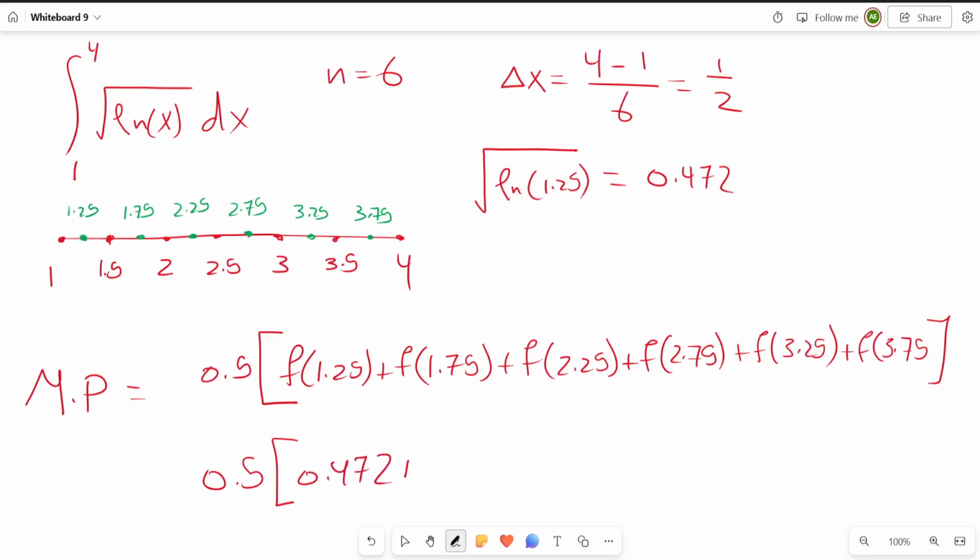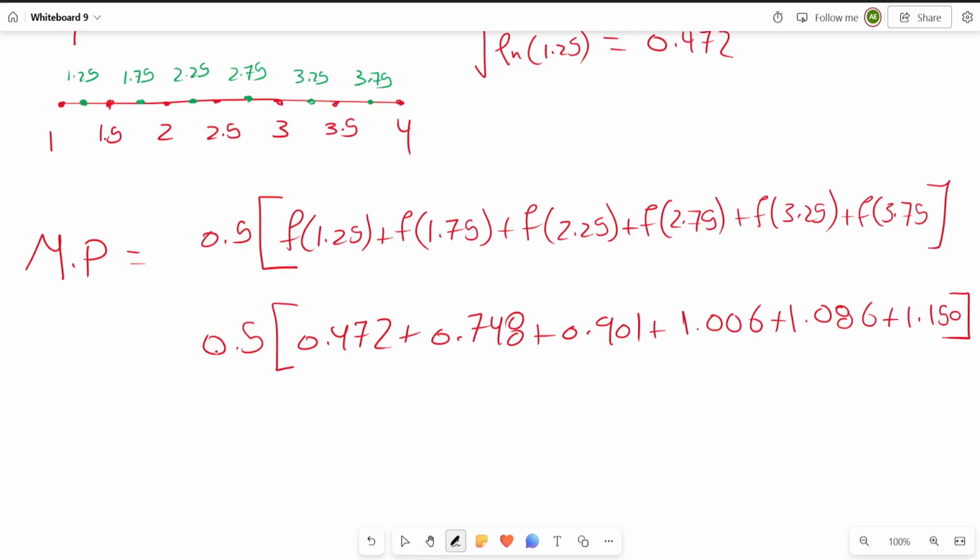And I'm going to do the same for the rest. So the second one is going to be square root of ln of 1.75. This is going to give me 0.748, and then plus 0.901 plus 1.006 plus 1.086 plus 1.15. And evaluating this is going to give me an answer of 2.681. This is going to be the answer using the midpoint rule.